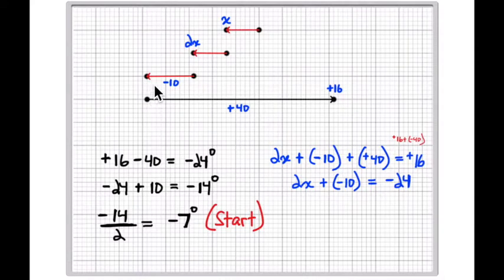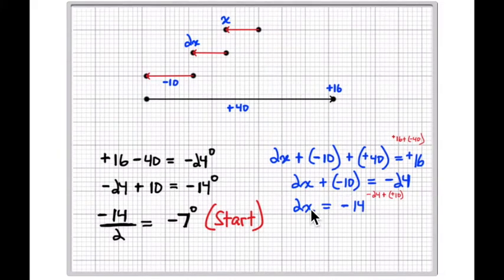And so now how am I going to get to this point? I'm going to add 10 degrees. I had added a negative 10 degrees to go from here to here. I'm going to add 10 degrees to go back. That's what you do right here. If you add a positive 10 degrees here, this becomes 0. So now it becomes 2x equals negative 14, because this negative 24 plus a positive 10 gets you to this point right here, which is negative 14.